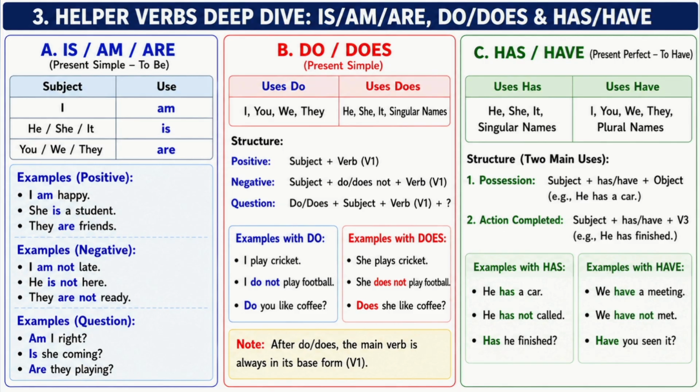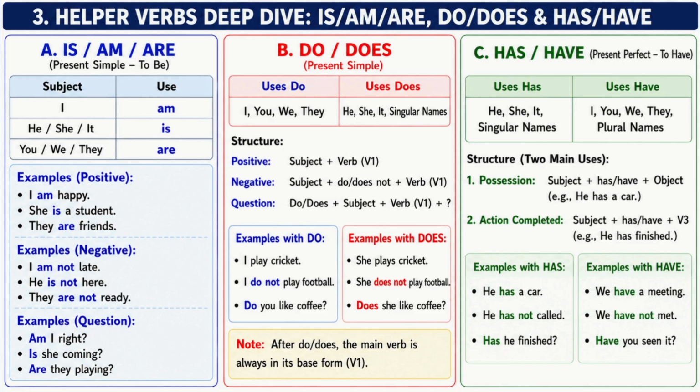A crucial rule to remember here is that whenever you utilize do or does in a sentence, the main verb must always return to its base form. You never add an s or es to the main verb if the word does is already present in the sentence.